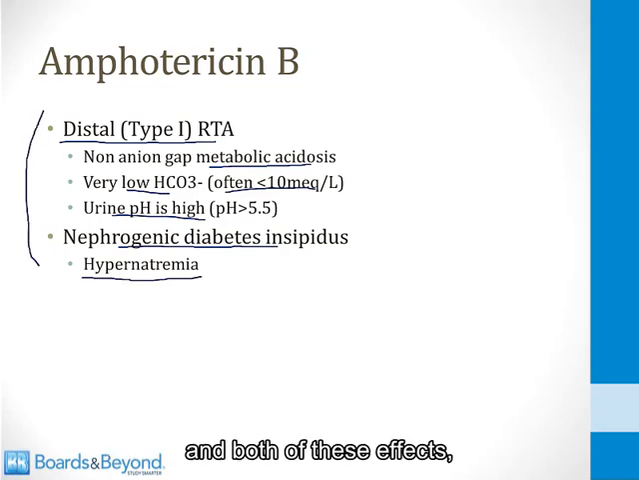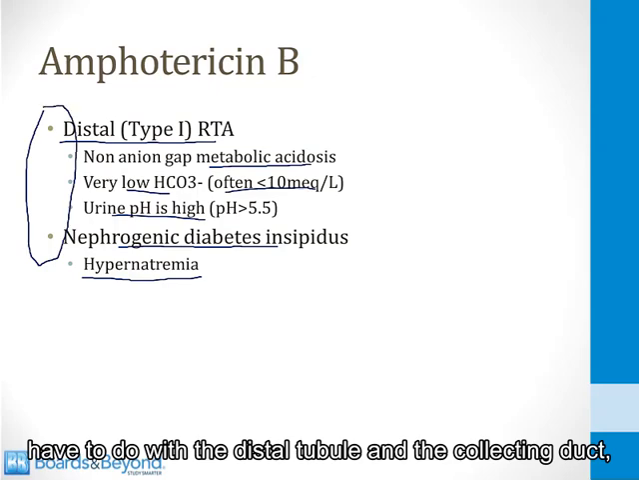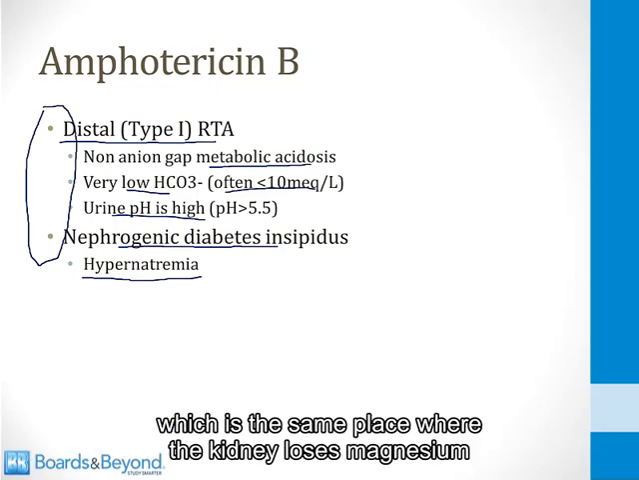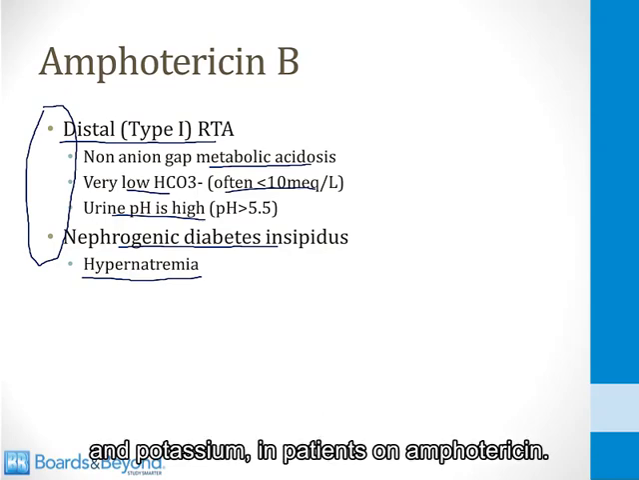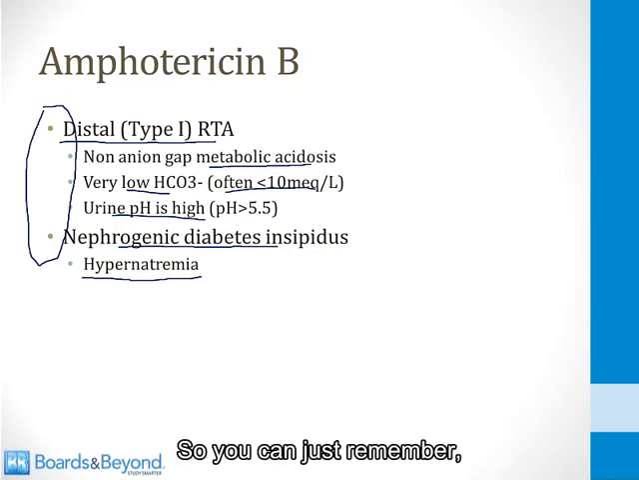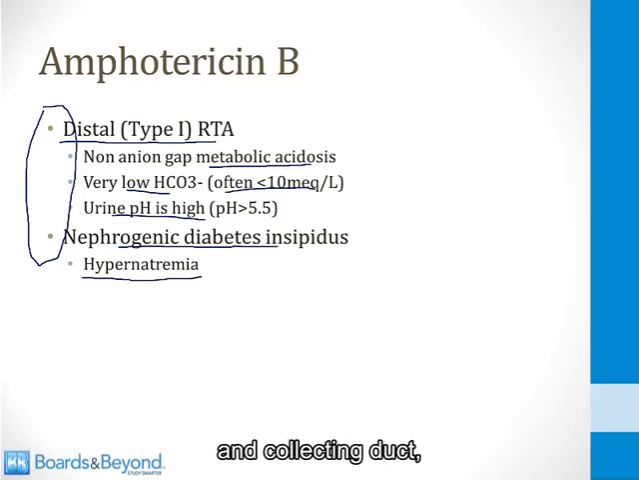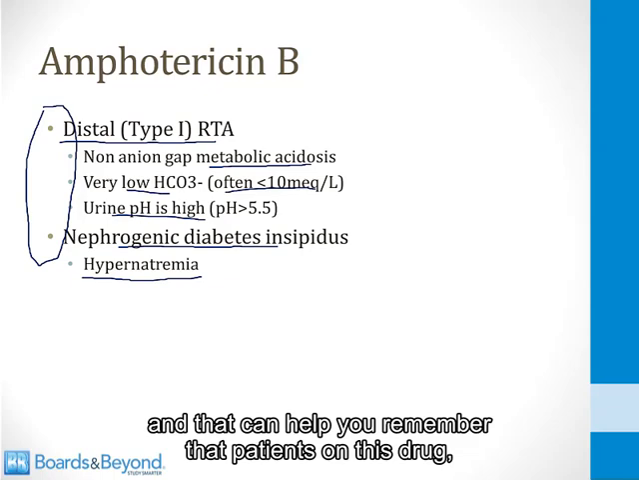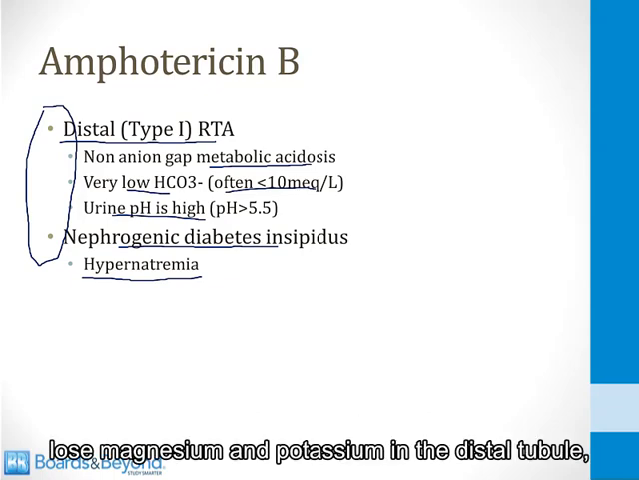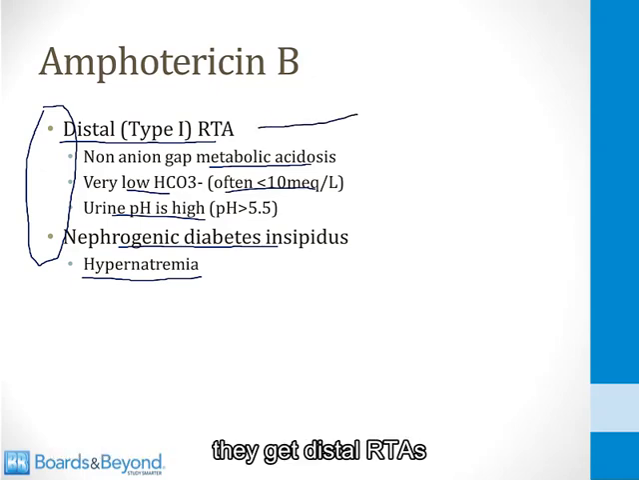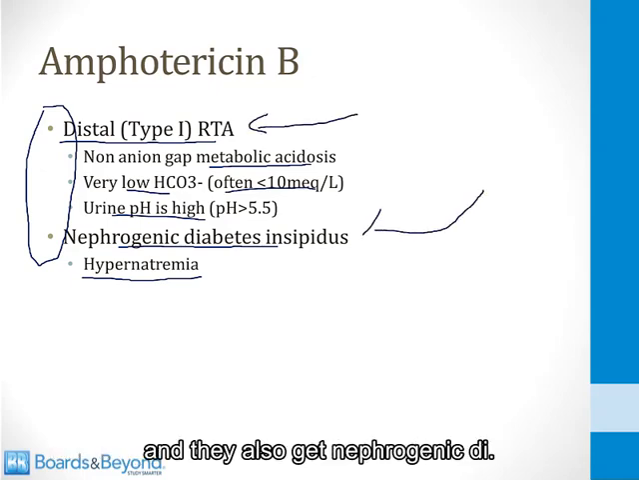And both of these effects have to do with the distal tubule and the collecting duct, which is the same place where the kidney loses magnesium and potassium in patients on amphotericin. So you can just remember that amphotericin likes to interfere with the distal tubule and collecting duct, and that can help you remember that patients on this drug lose magnesium and potassium in the distal tubule, they get distal RTAs, and they also get nephrogenic DI.